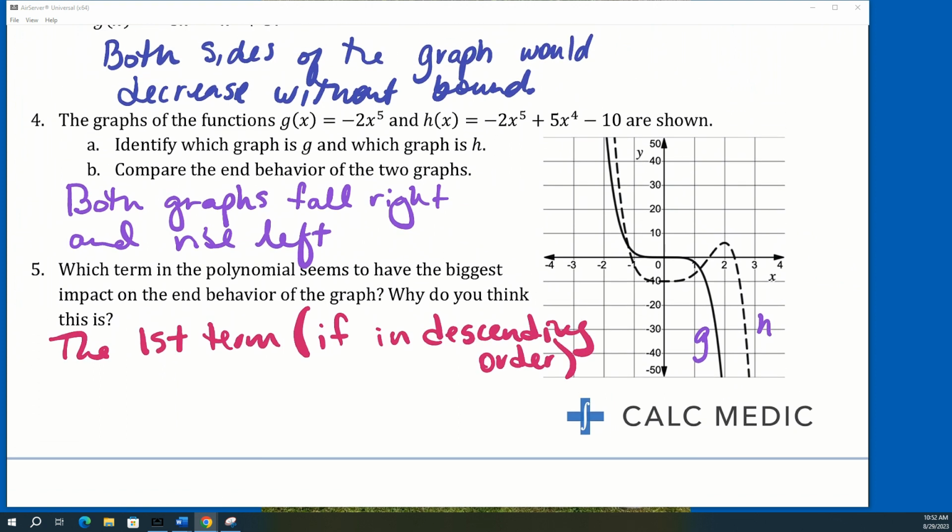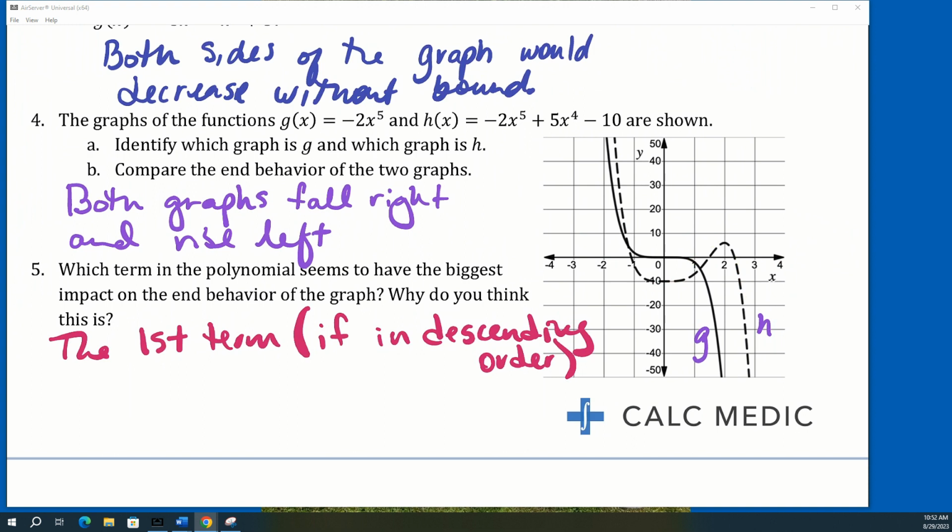Then, when you're looking at what's happening kind of in the middle of the function, all of the terms matter. So they're going to create maximums and minimums and zeros. But we're looking at what happens when x is close to infinity. The only one that matters is the one with the largest exponent. It's going to overpower all the other terms.